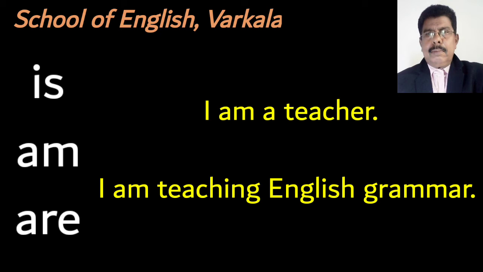Look at the first sentence once again. I am a teacher. There the verb am is not helping any verbal form in that sentence, so it is used as a main verb. Whereas in the second sentence, the verbal form teaching has no independent existence, so it sought the help of am. So am is used as an auxiliary verb. So am is an auxiliary verb. At the same time, it is a main verb also. Okay, now look at another example.